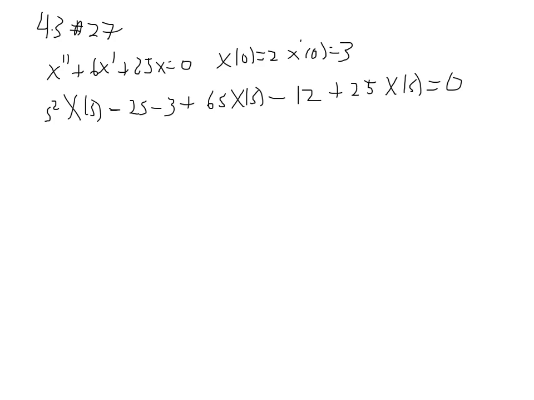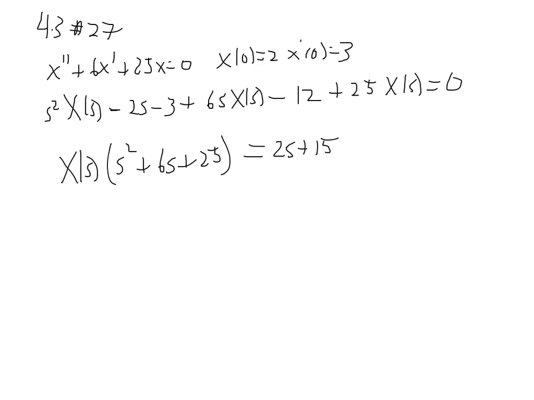Alright, putting all the X of s's together, we have X of s, and then I would have an s squared plus 6s plus 25 equals, putting all the things without X of s on the other side, looks like I have 2s plus 15. So that's going to be X of s is 2s plus 15 over s squared plus 6s plus 25.